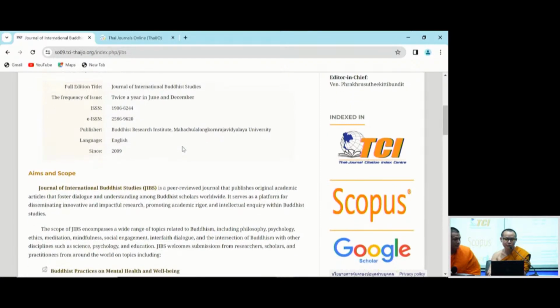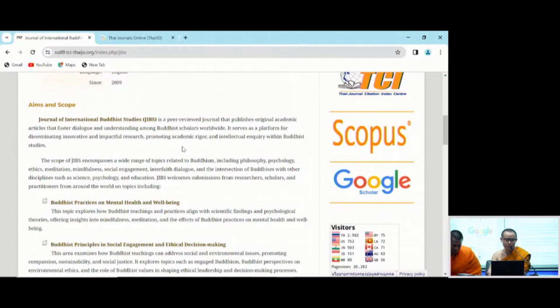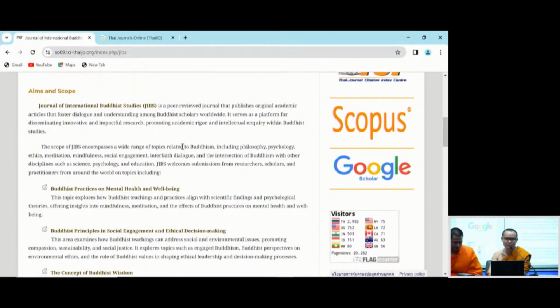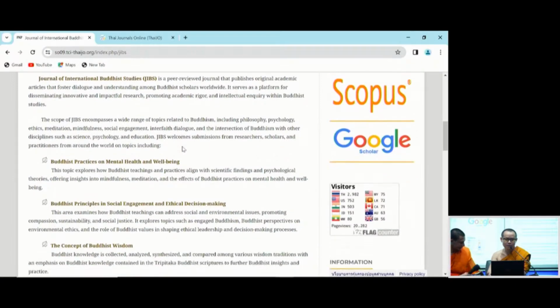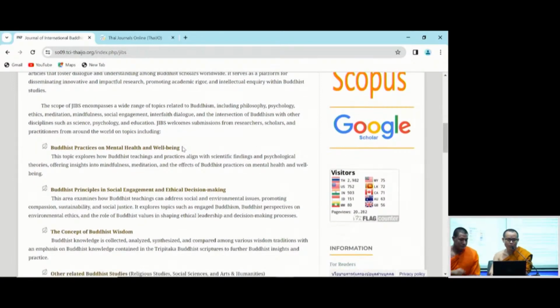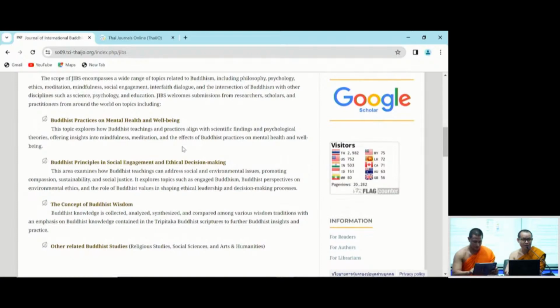And I would like to advise you about the aim and scope, which is most important for submitting an article. Every journal shows the scope on its front page because it's most important for students who want to submit an article to JIBS. I would like you to read about the scope of JIBS; it is very important.